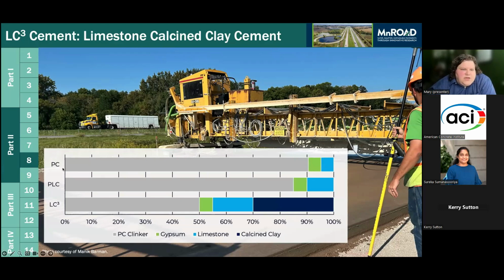Here you can see the breakdown by mass. Portland cement is about 90% Portland cement, some gypsum, and some limestone. PLC, which we just talked about, allows you to increase that limestone. Then LC3 said, okay, there's a bunch of different formulations, but we're going to put about half Portland cement, some gypsum, max out our limestone, and then put in calcined clay, which is clay that's been heat treated. That's a big one right now, so there's a section on that.